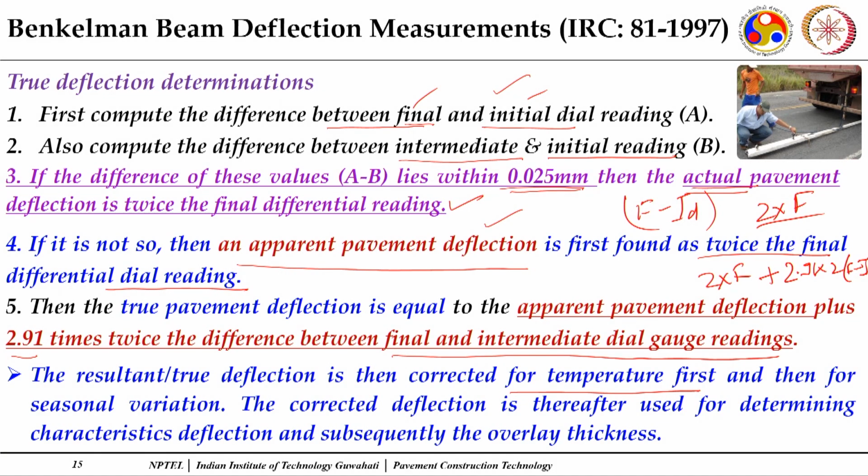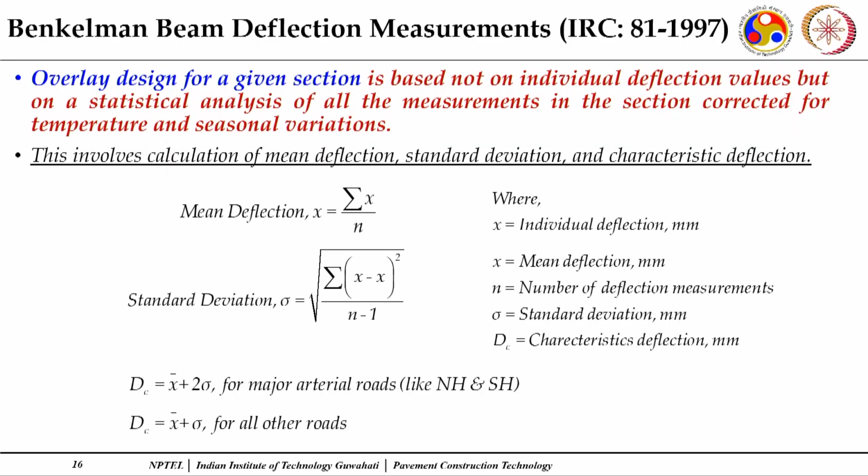Once this true deflection, the actual deflection, is there, you will apply the pavement temperature correction, and then on this temperature corrected reading, we will apply the moisture correction factor. So, we will multiply those temperature corrected readings with the moisture correction factors, and that gives you your final corrected reading. So, there are two steps. First, temperature corrections are applied, and second, the moisture corrections are required. So, you get a corrected reading.